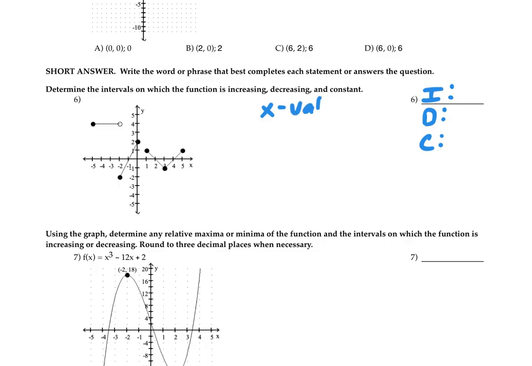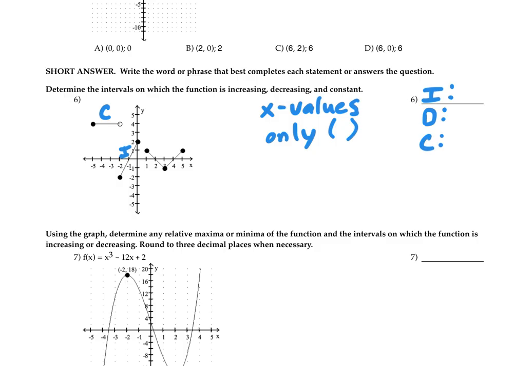One thing I will remind you of here, we are only concerned with the x values, and we only use parentheses. You don't have to worry about brackets on this one, because we're not doing domain and range. We're just identifying where is it going, getting bigger, where is it getting smaller, where is it staying the same. So you don't necessarily have to do this part, but this is one thing that we talked about. That first line up there is constant because it stays flat. So anywhere it stays flat, it's a constant function.